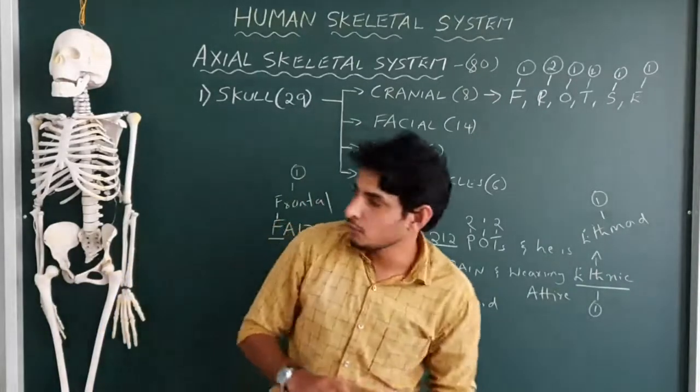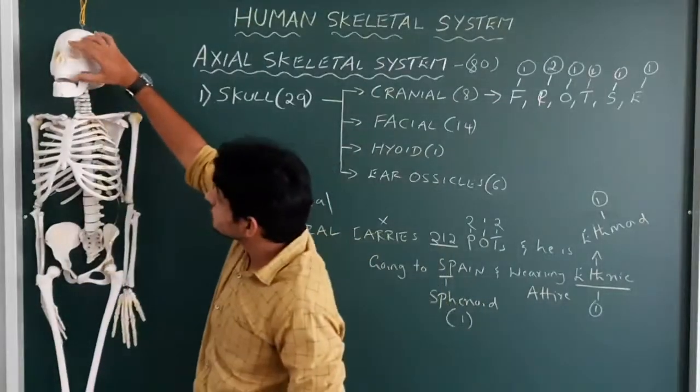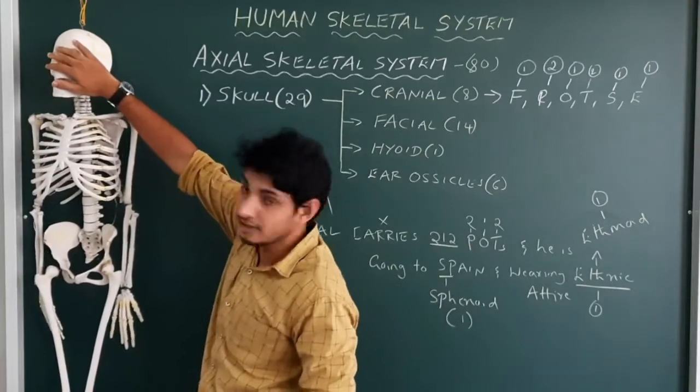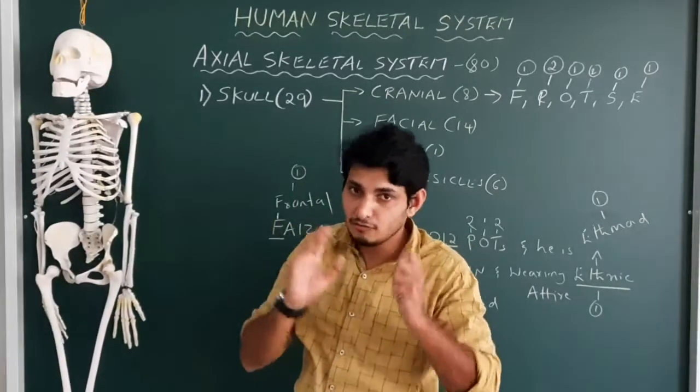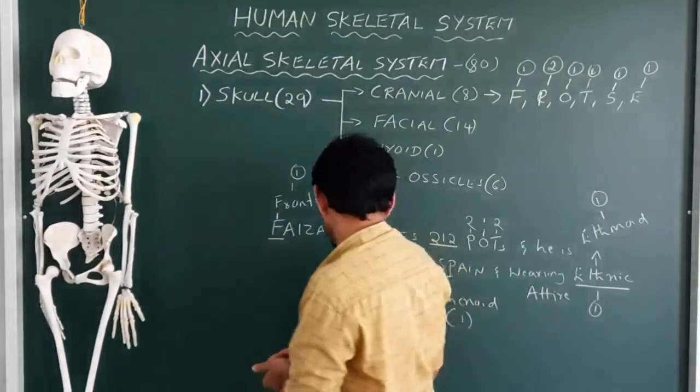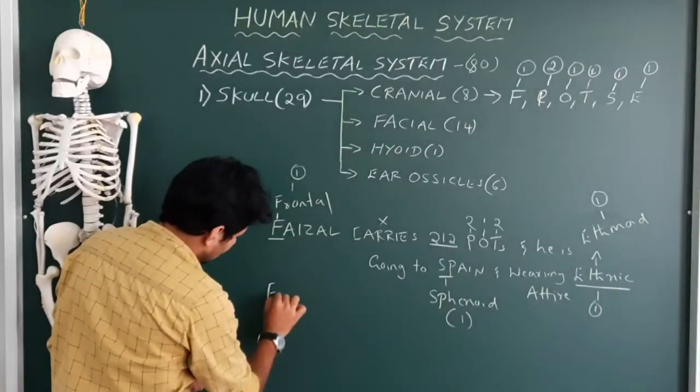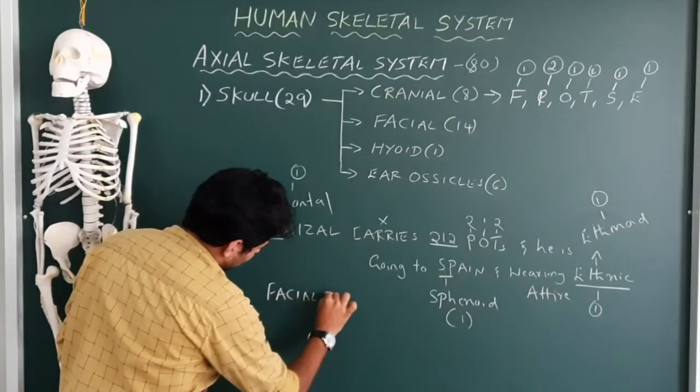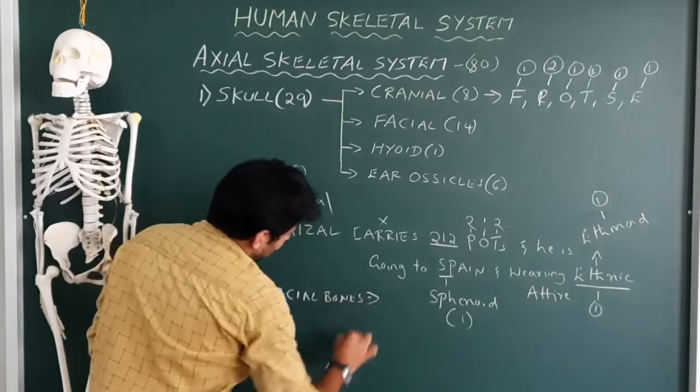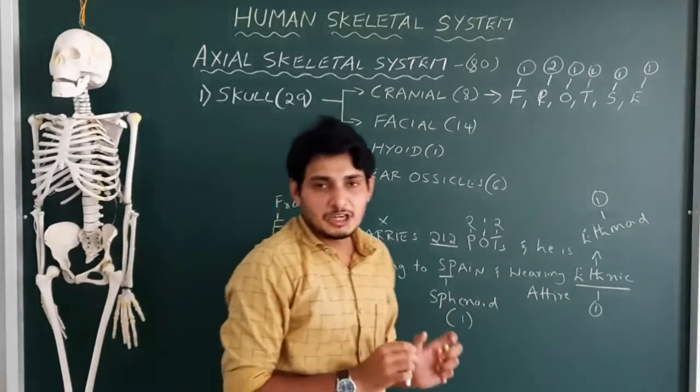Okay, so now facial. Let us talk about facial now. It's very simple. Here you can see this structure, that is actually nothing but facial. How many facial bones are there? There are 14. Let me write here the facial bones. So facial bones, there are 14.